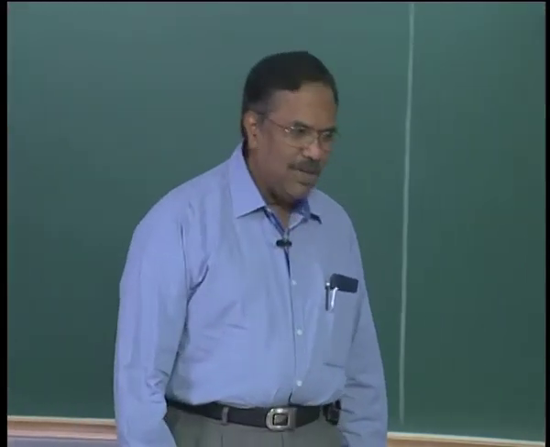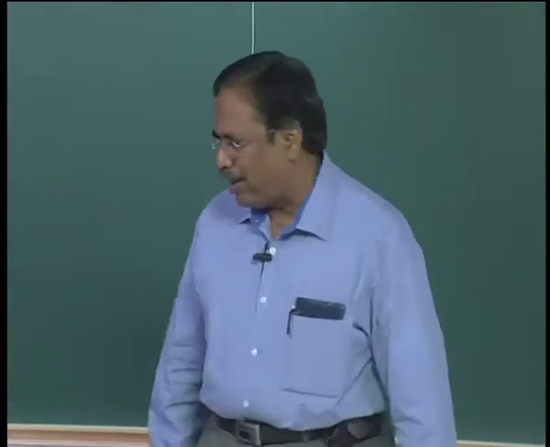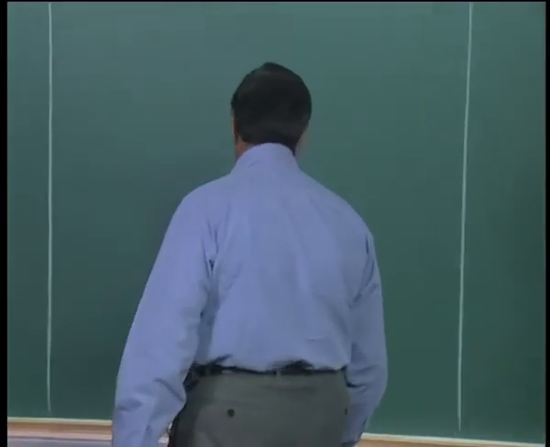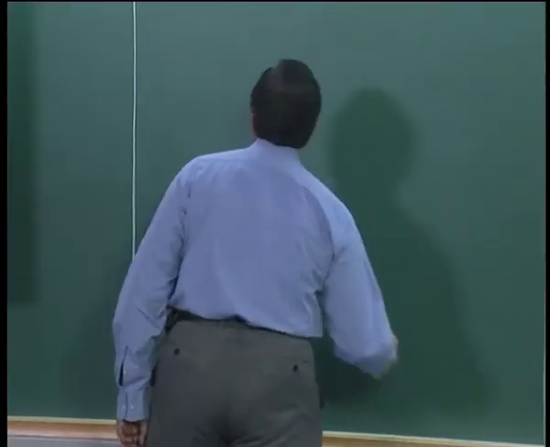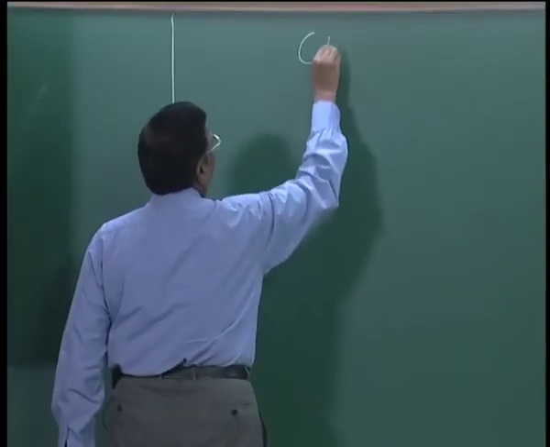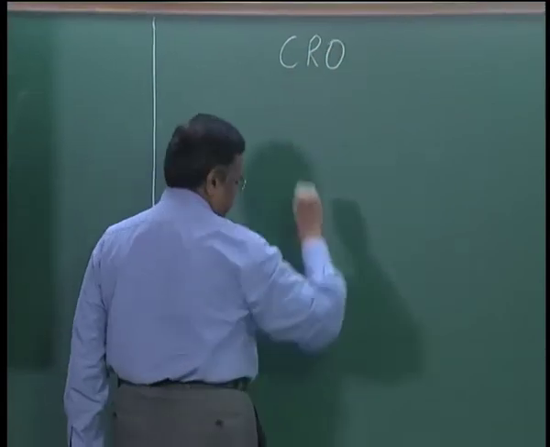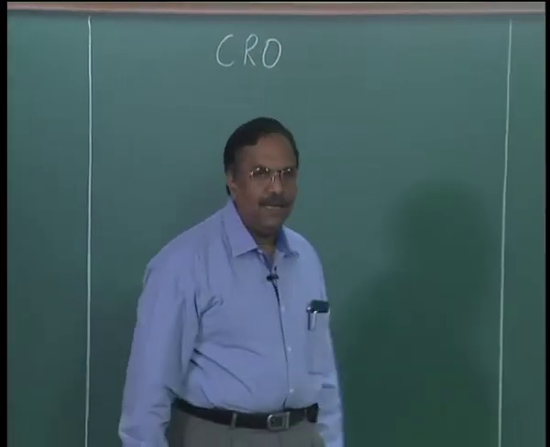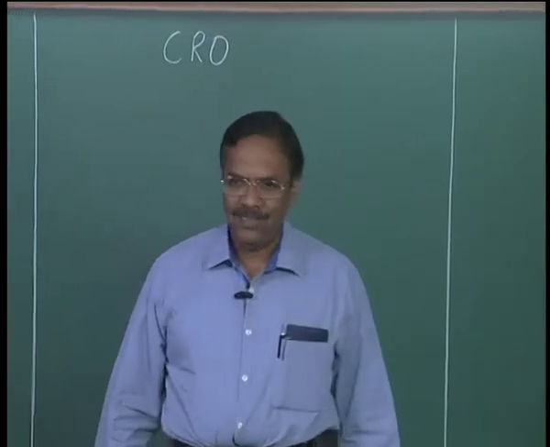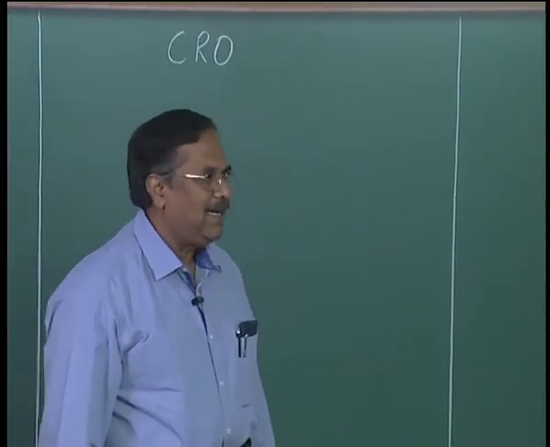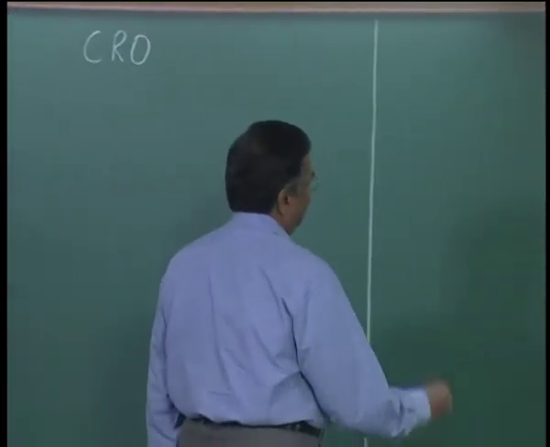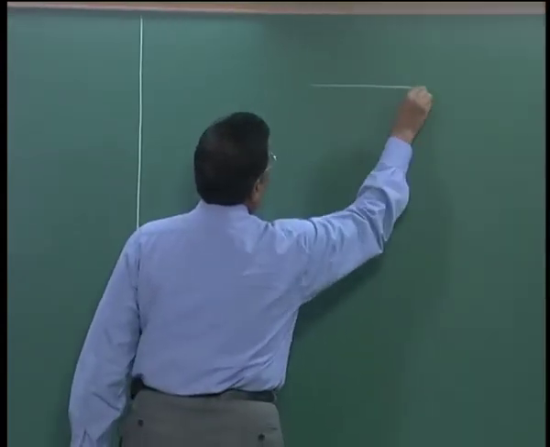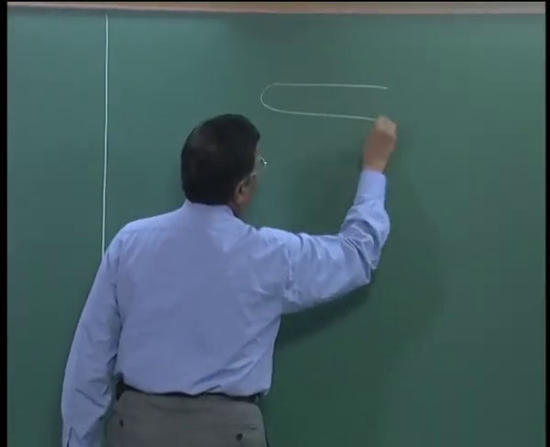We continue to learn the cathode ray oscilloscope, or most popularly known as the CRO. Let us recapitulate what we have learned. We learned that the heart of the CRO is the CRT.